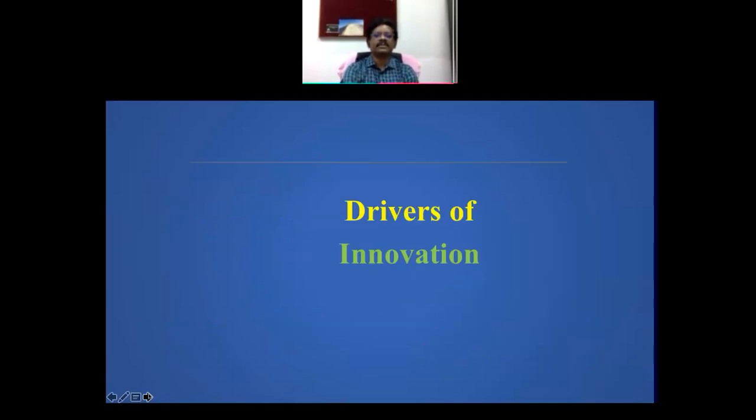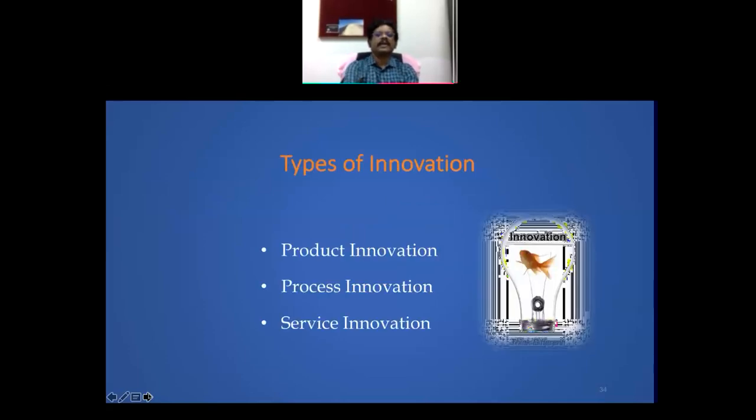Now another important thing I want to mention here is the drivers of innovation. There are certain drivers you can use to come out with your own ideas, like the types of innovation: product innovation, process innovation, and service innovation. These are the three types of innovation.